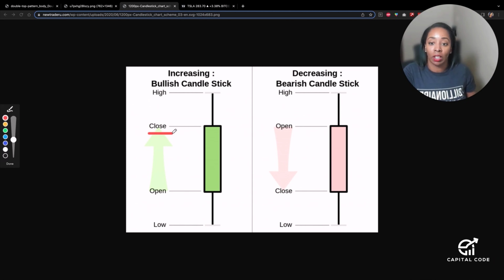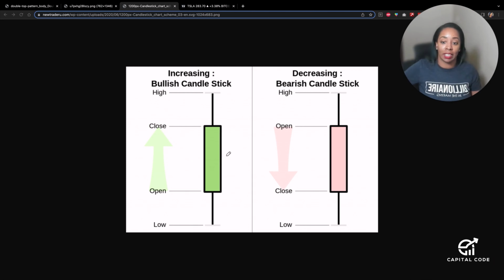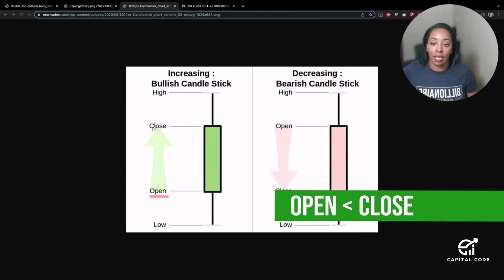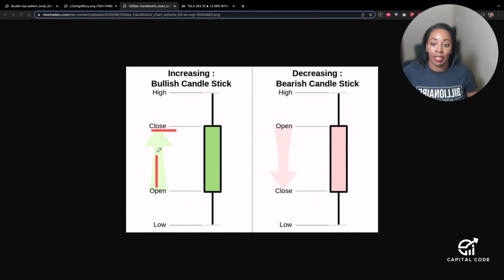And then we have the close. So for a bullish candlestick, your open needs to be lower than your close. So you can see from this arrow here, oops, ugly arrow, that the price started here. So say this is 1, and then it closed at 2. So 2 is greater than 1, so we would say that this price moved up by 1. That's a hypothetical example.